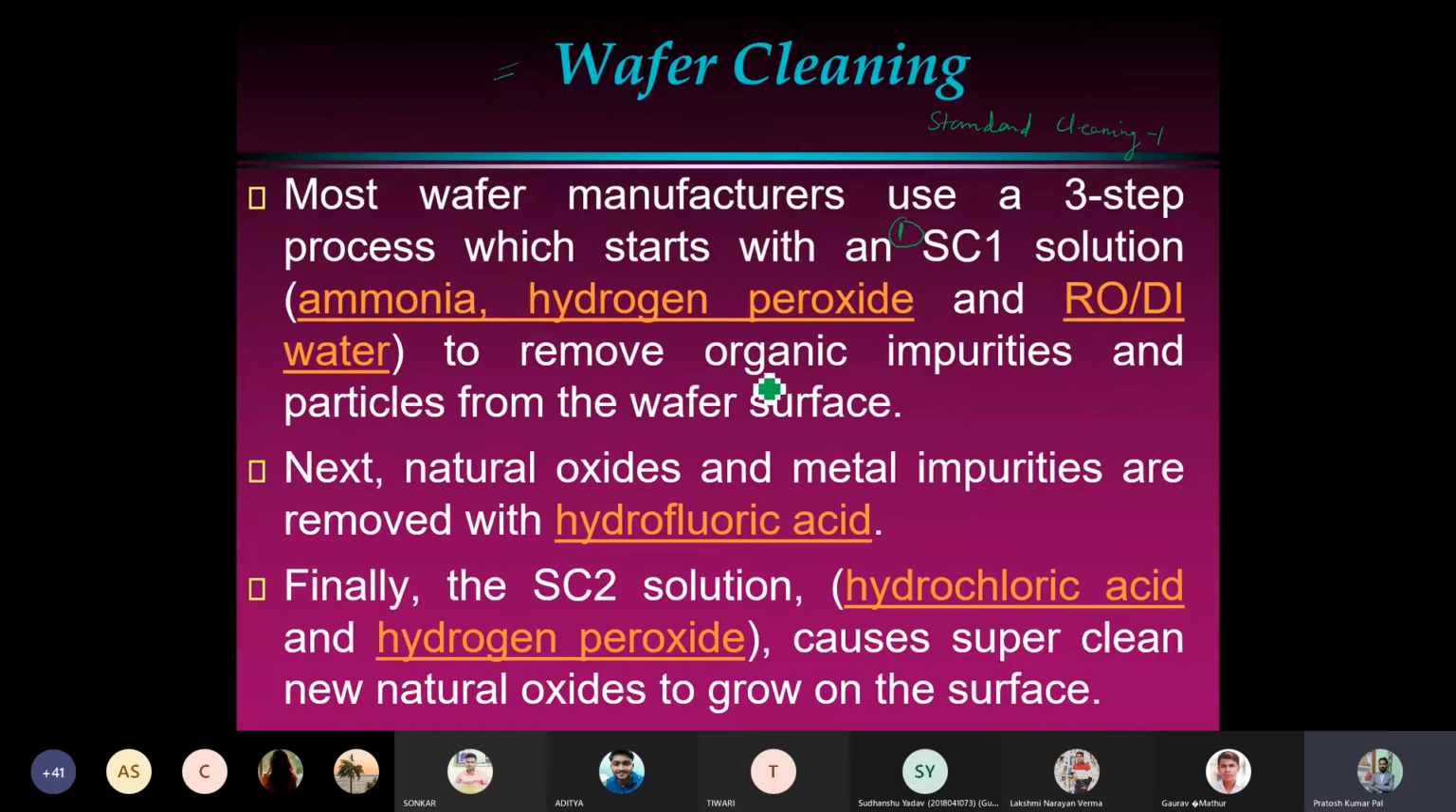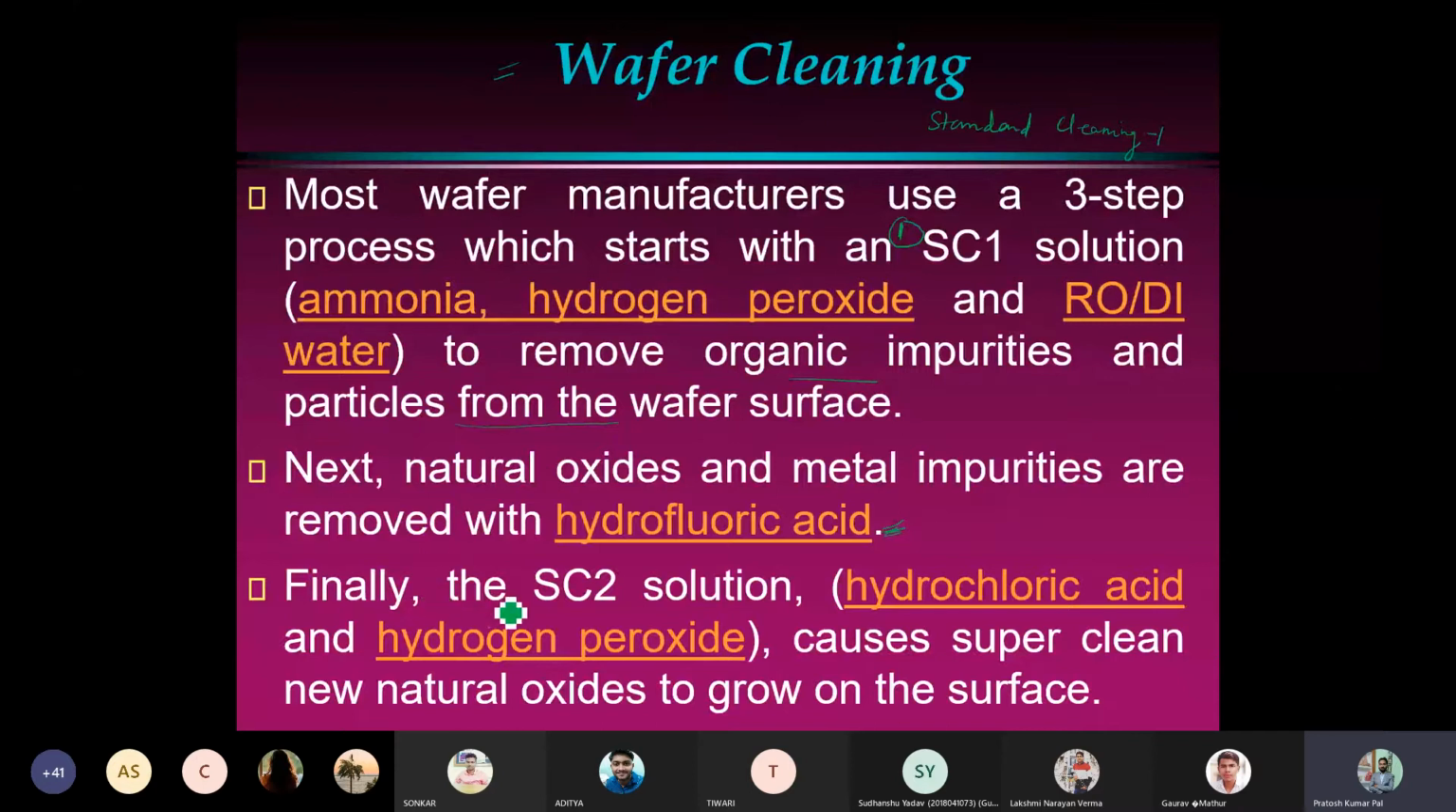The next step is that the natural oxides and metal impurities are removed. So whatever oxides and metal impurities are there, that will be removed by using hydrofluoric acid. So the first is SC1 solution, the second is hydrofluoric acid, which we will be using to remove natural oxides and metal impurities present on the surface of the wafer. These are the different steps of wafer cleaning.